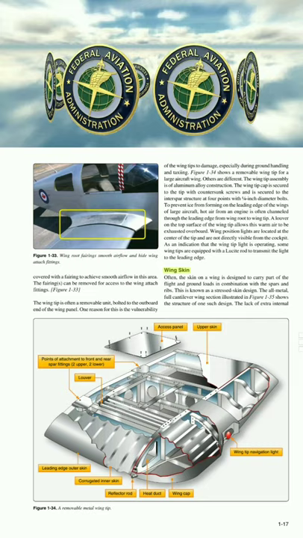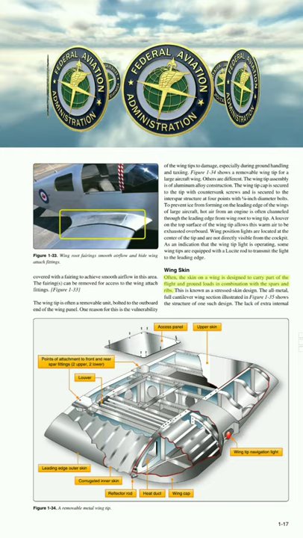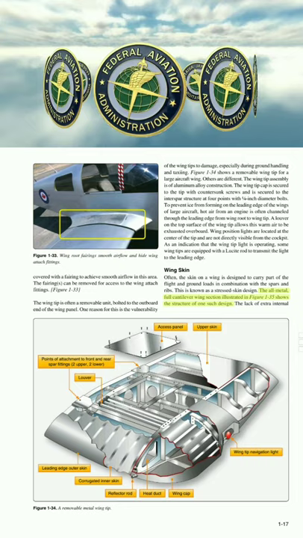Wing skin. Often, the skin on the wing is designed to carry part of the flight and ground loads in combination with the spars and ribs. This is known as a stressed skin design. The all-metal, full cantilever wing section illustrated in Figure 135 shows the structure of one such design.